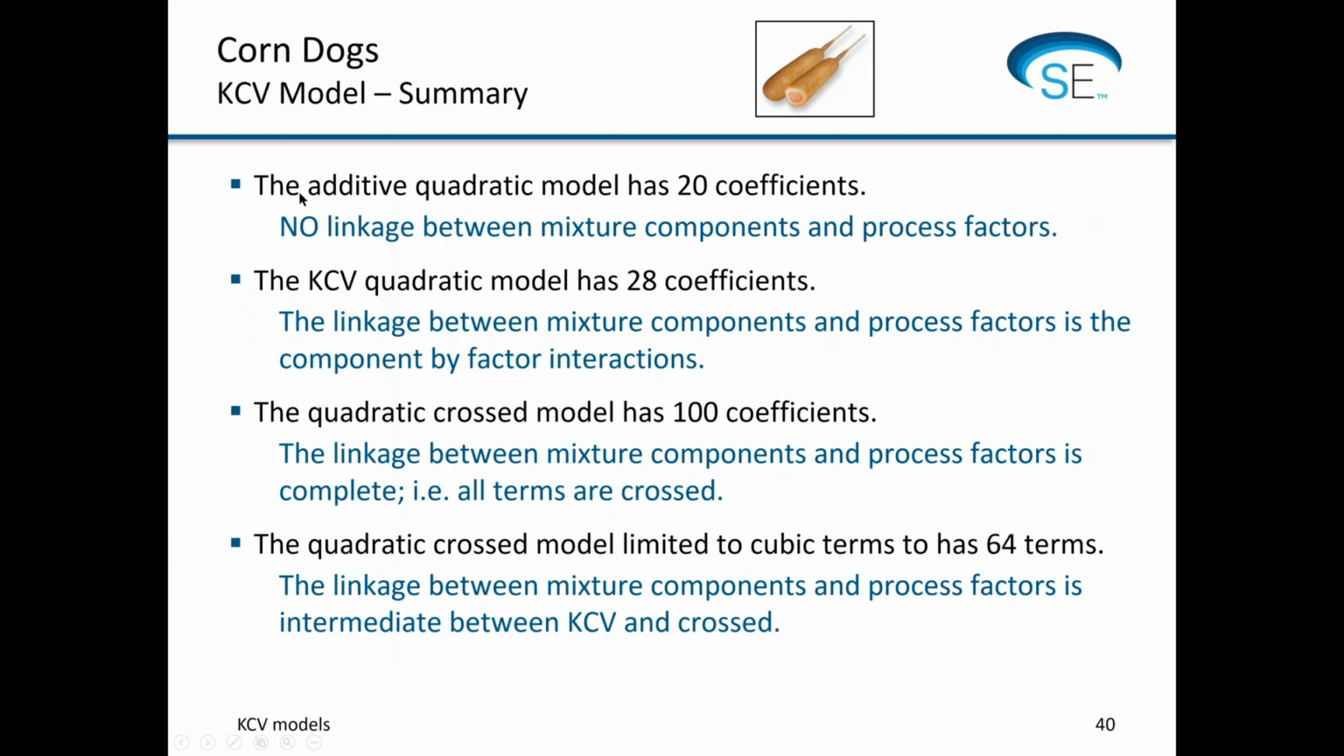So to summarize, if I look at the corn dog, if I'd done the additive model, that model has 20 coefficients and there's no linkage. Remember, that would be the same as if I did the 2 separate models as well. The KCV model has 28 coefficients and provides linkage between mixture and process factors. And at least in this problem, and I said many other problems I've seen, those linkages appear to be adequate, so we get models that fit quite well.